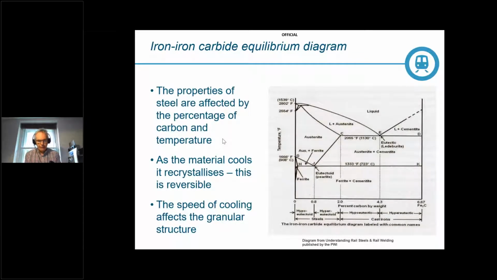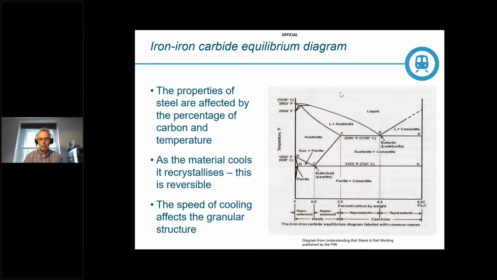So this is the iron-iron carbide diagram for steel. The horizontal axis is the carbon content, and the vertical axis is temperature. Up the top here, we have liquid iron and carbon, and it solidifies when it reaches the upper critical limit, and it transforms as we go down. So the structure changes a lot depending on carbon content.